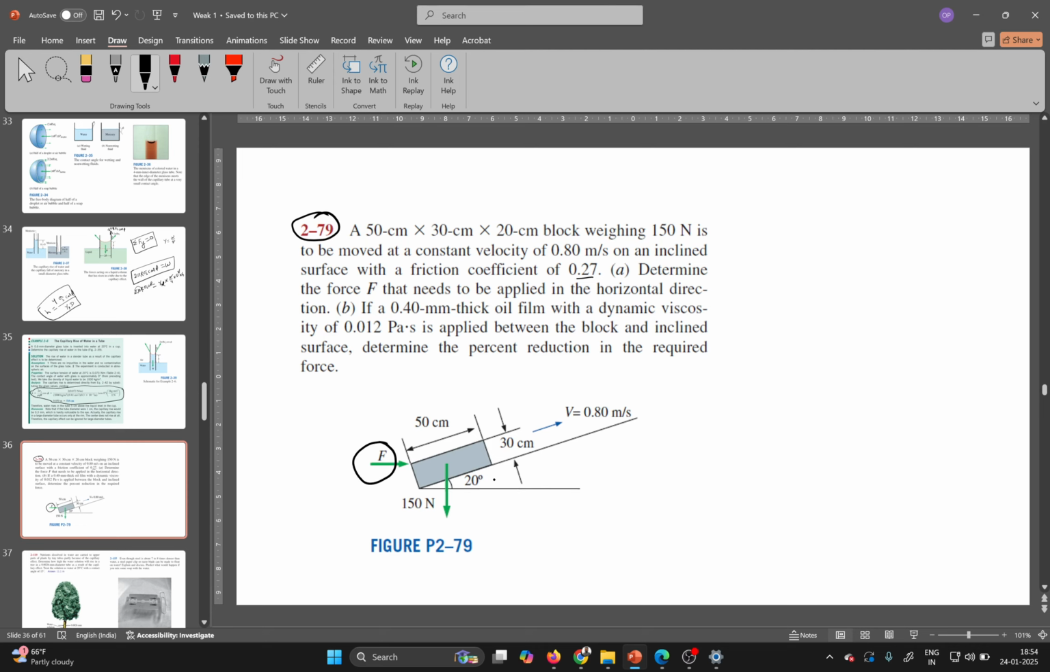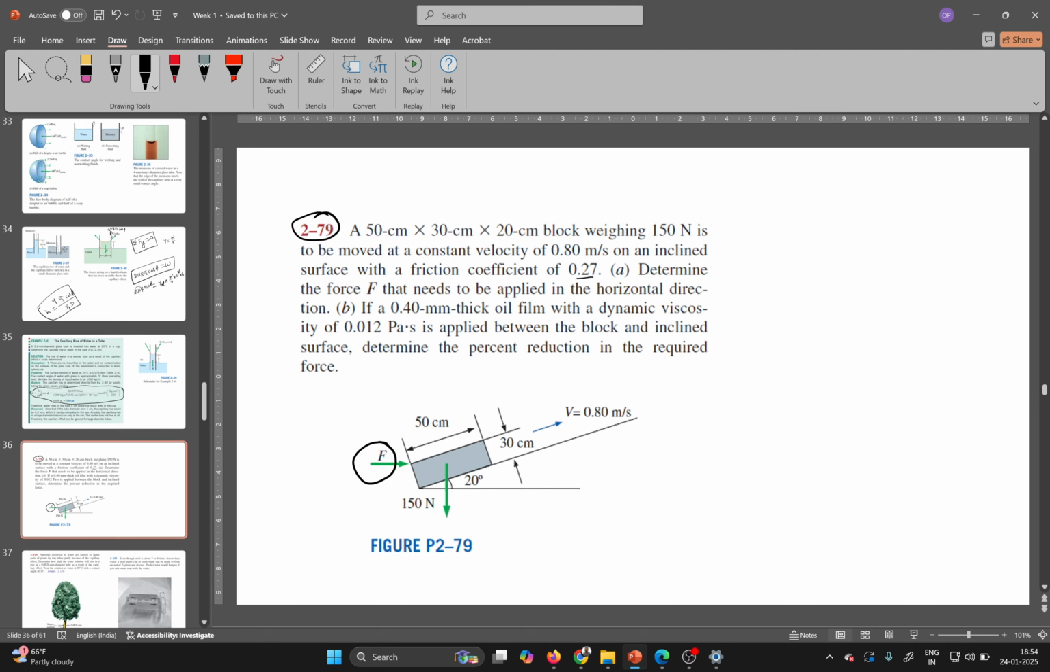Then, if someone puts liquid between this block and the inclined plane, definitely your friction value will change, the coefficient of friction will be reduced. And if it is not given, definitely in the liquid case your formula will be different. So try to think on that, and how much percentage will be reduced. I'll discuss this question in the next class.